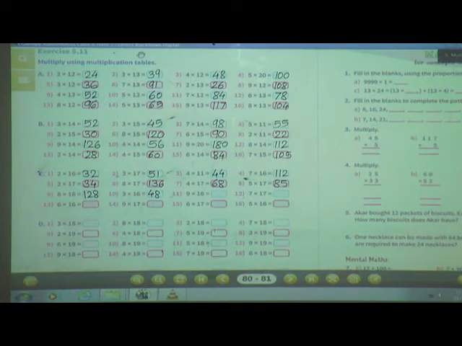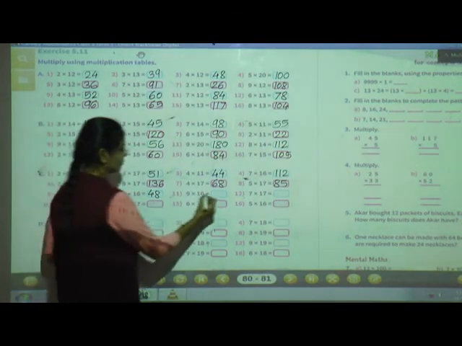Then next, 9 into 16. 16 9s are, say the table of 16. Say in your mind and tell me the answer. 16 9s are 144. Correct.